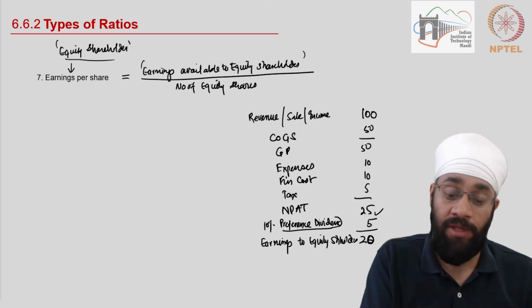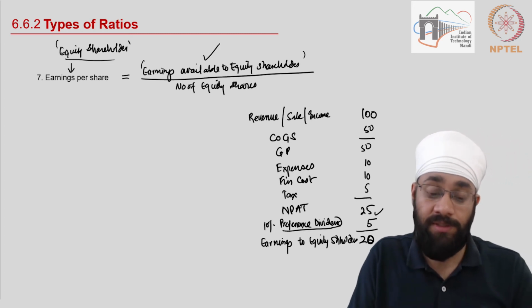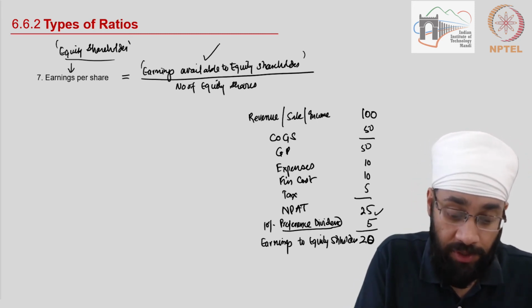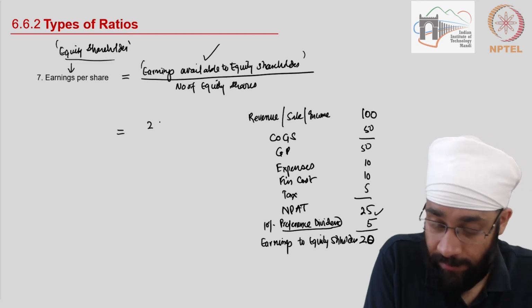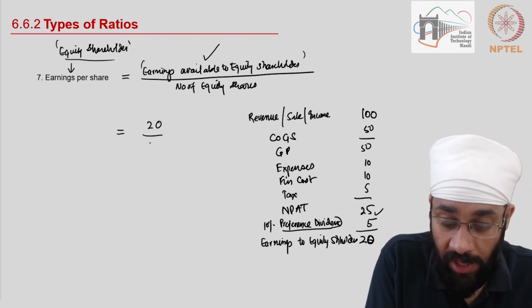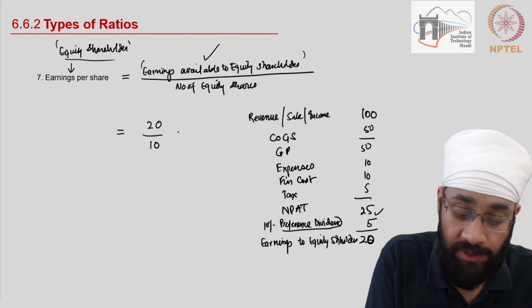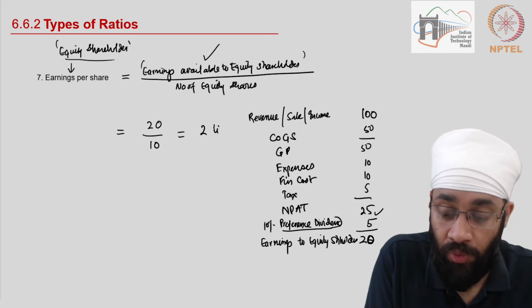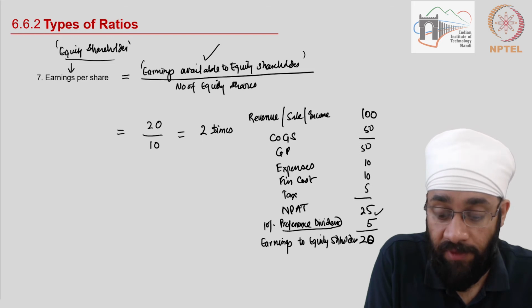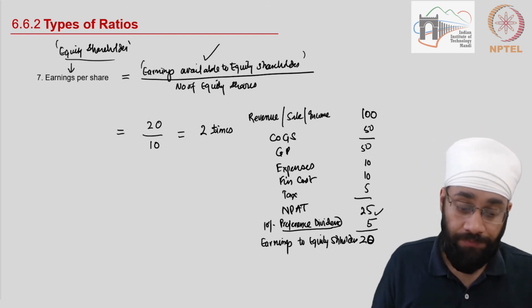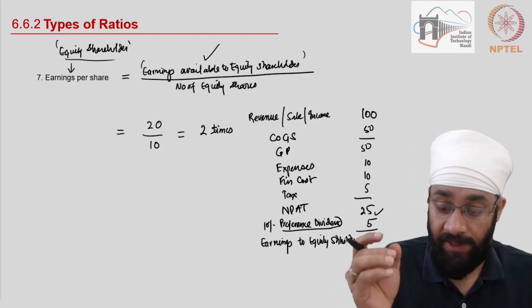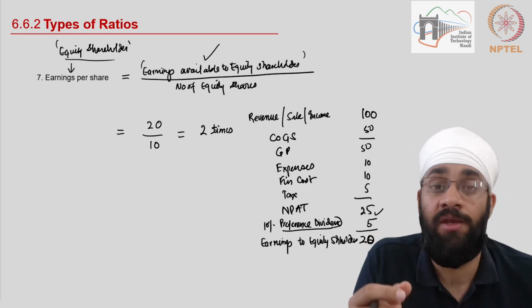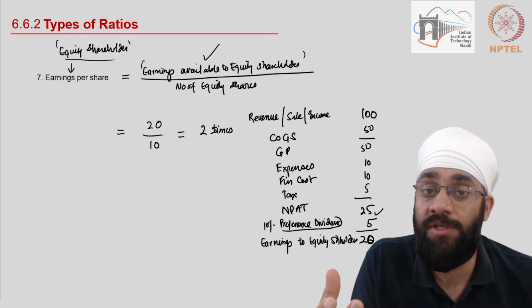This is the amount that you plug into this ratio here. So let's say the earnings available are 20 and you have 10 shares in the business. So earning per share is 2. So earning per share means that for every equity share, what is the return, what is the earning.